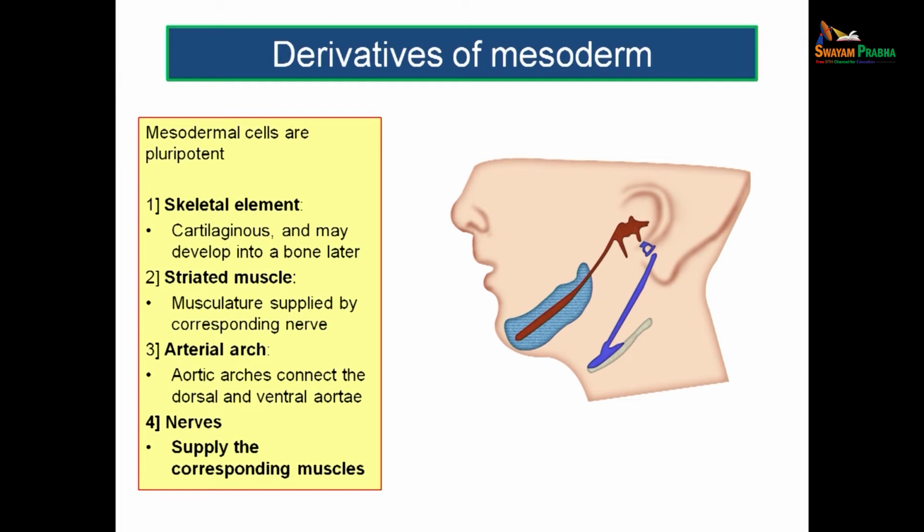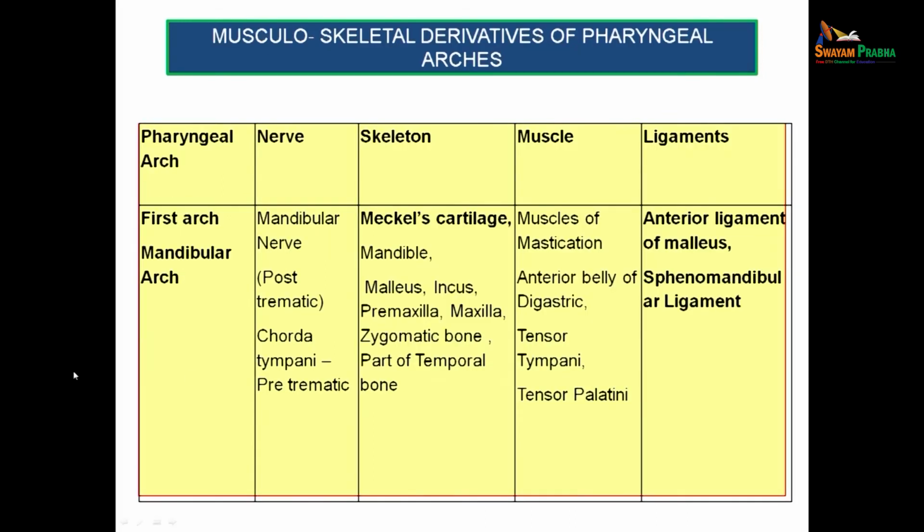Then you have the arterial arches, they are known as the aortic arch arteries, which connect the dorsal aorta with the ventral aorta. Then you have the nerves which are supplying the corresponding muscles. So this is about the musculoskeletal derivatives of pharyngeal arches at one look. So first we will see the first arch. Another name given to the first arch is the mandibular arch.